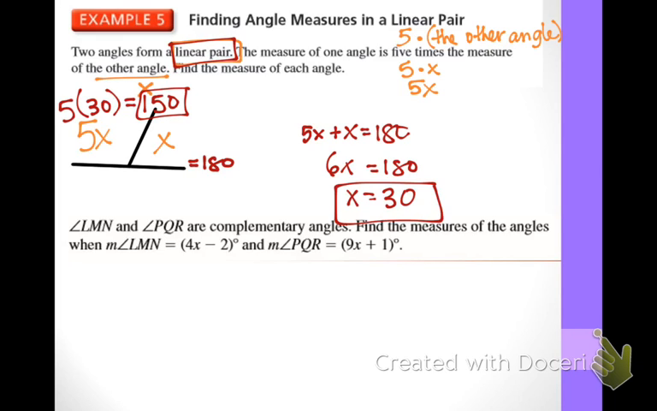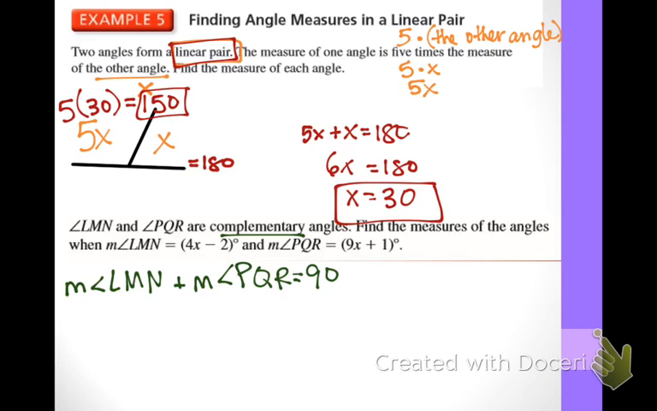All right, flip the page. We got one more to do together. Angle LMN and PQR are complementary. What does complementary mean for them? They add up and equal what? 90. So that means the measure of angle LMN and the measure of angle PQR will equal 90.